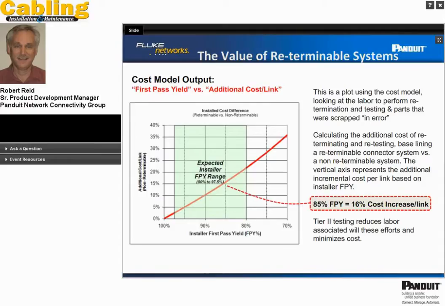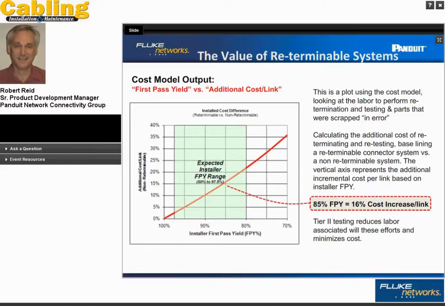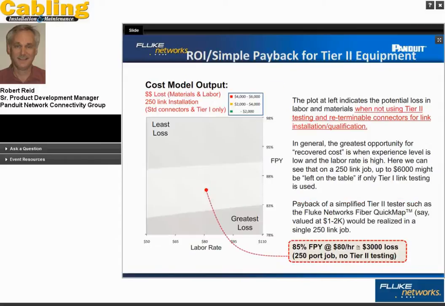The value in a reterminable connector is I can take it off and I can try it again and put it back on, and I'm not throwing away a connector. So there is value in that. There's value in the labor saving and obviously in the component saving. So I've used that 85% data point again in first pass yield. And what you can see here is the first pass yield at 85%, there's a 16% cost increase per link in not using a reterminable connector system. And again, tier 2 testing reduces the labor associated with these efforts and minimizes cost.